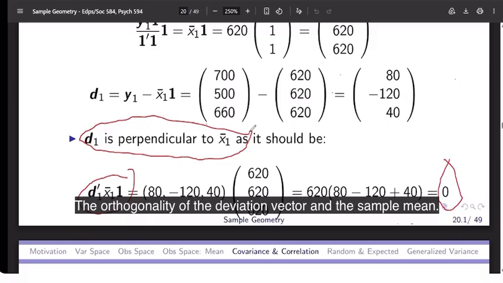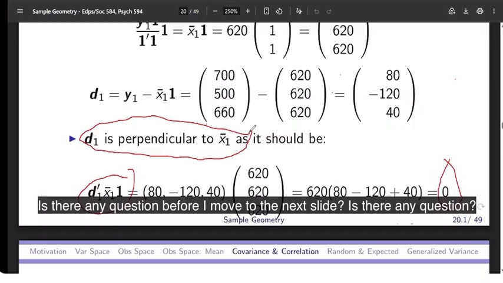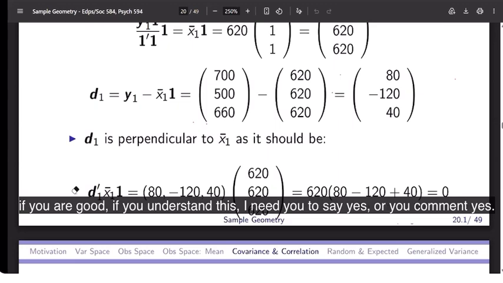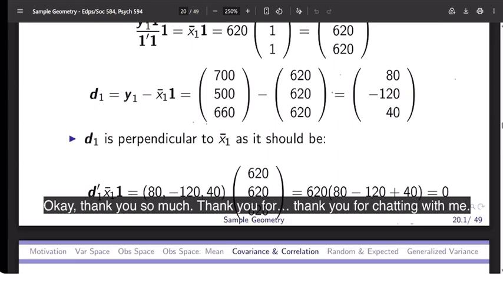Is there any question? If you are good, if you understand this, I need you to say yes or comment yes. Yes, sir. Okay, thank you so much. Thank you for chatting with me. Okay, I want to move to the next page now.